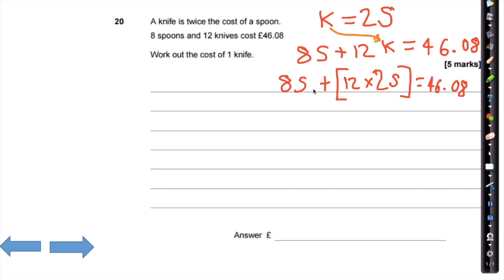So now we've got s's, so let's try and simplify this a bit more. 12 times 2s is going to be 24s. So we've got 8s plus 24s, which will be 32s. So 32s equals £46 and 8 pence. So what we can do now is divide by 32 on both sides.